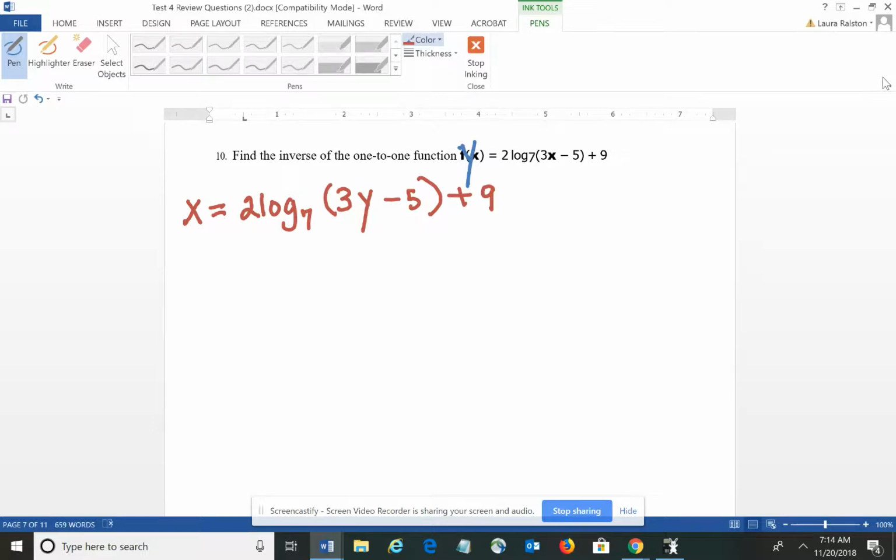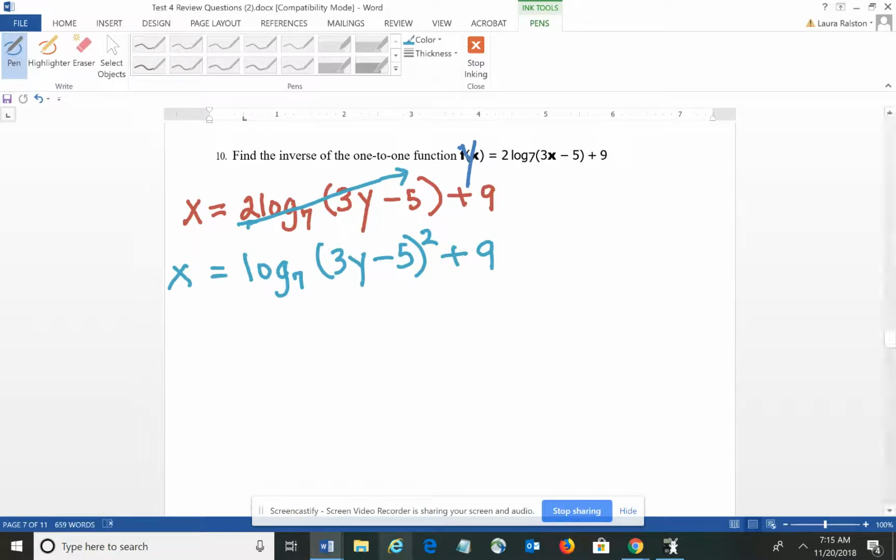The second thing that I want to do is use the logarithmic properties, and this 2 that's in front of the log, remember, goes back up into the exponent position. So we would have x equals log base 7 of 3y minus 5 squared added to 9.